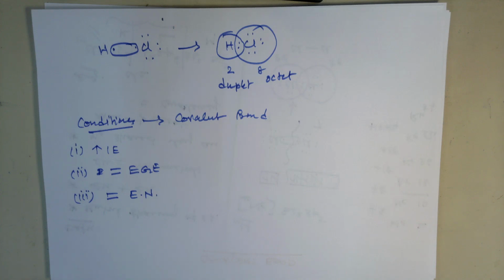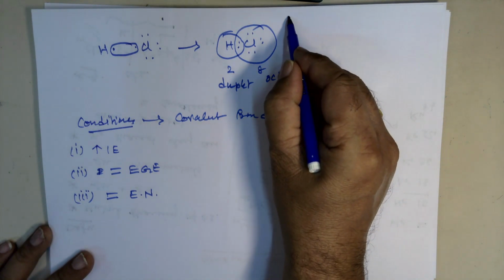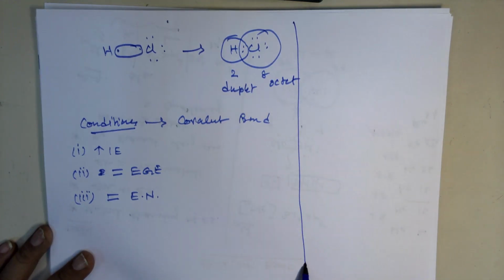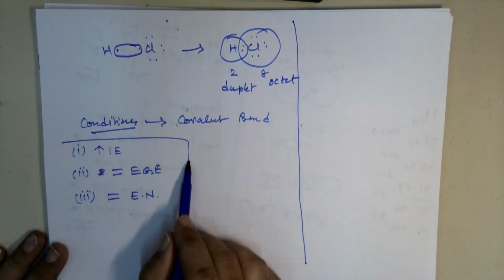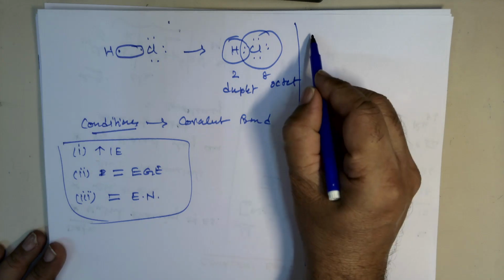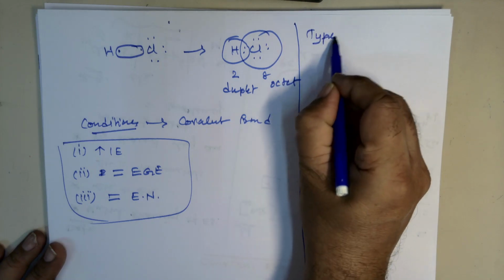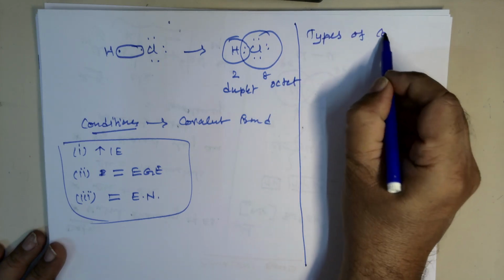I will come to that later, because how far these are going to exist as covalent bonds is a different case I will be discussing. So these are the conditions. Next, types of covalent bond. Take down.